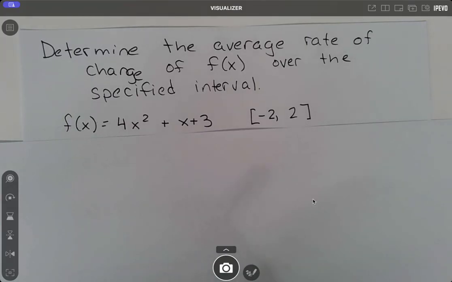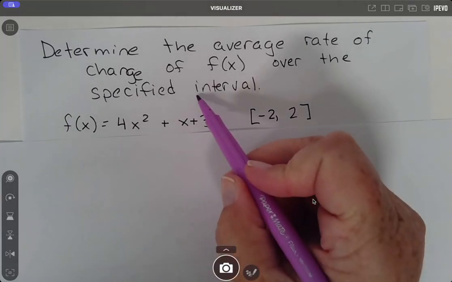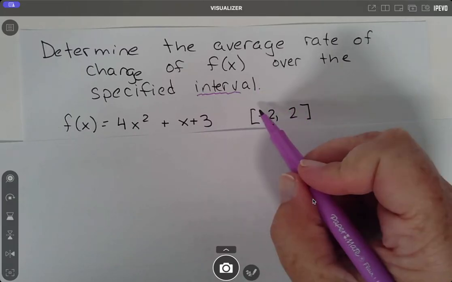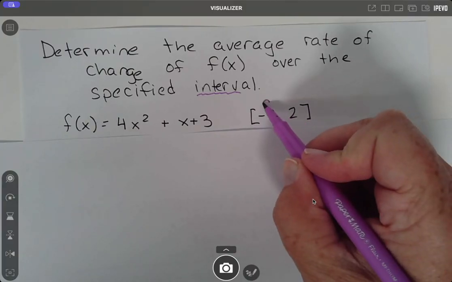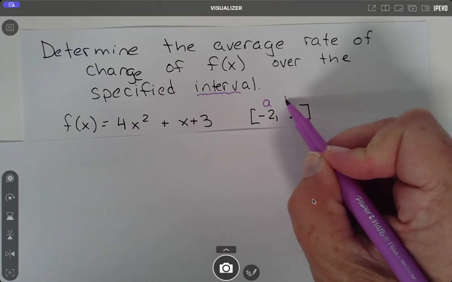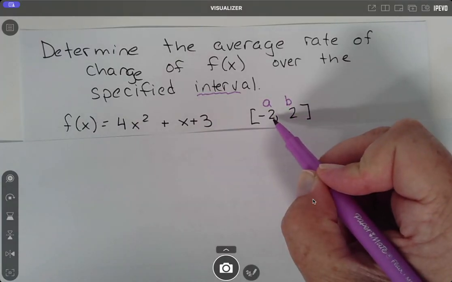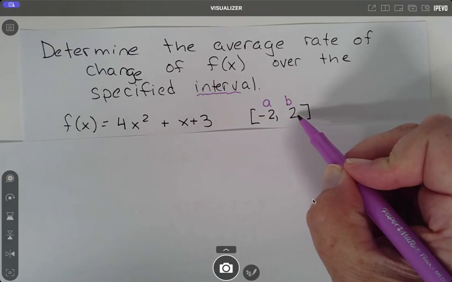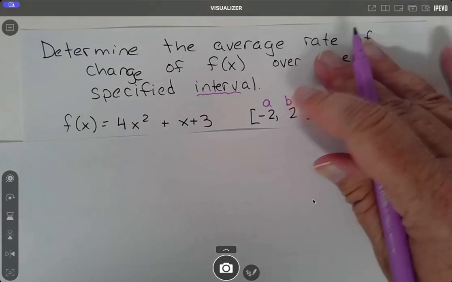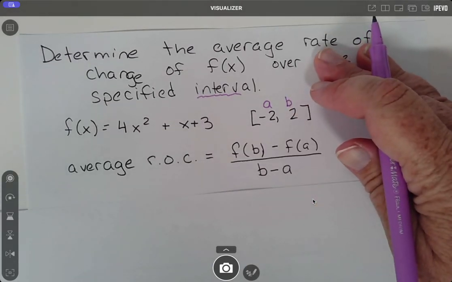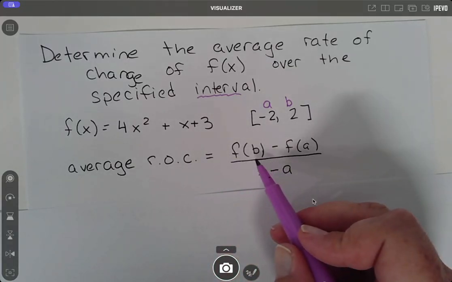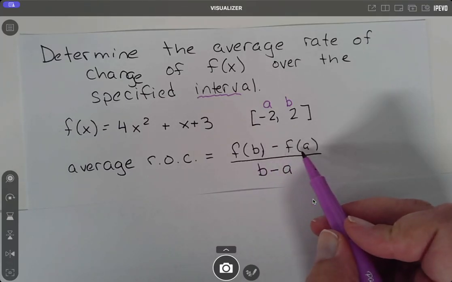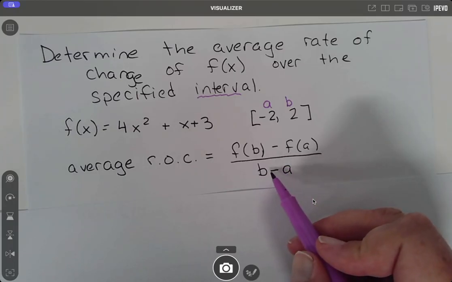It's important to know with these problems when they use the word interval and when you see these closed brackets that this is a and this is b. So we have an a value of -2 and a b value of 2. Because our formula says when you want to find average rate of change, you're going to do f of b minus f of a over b minus a.